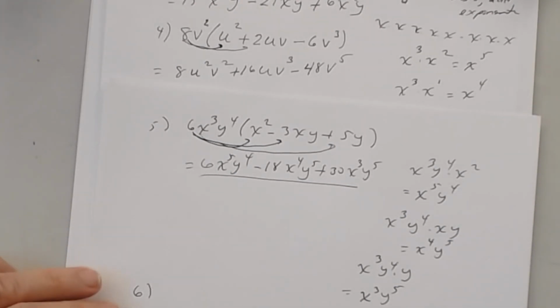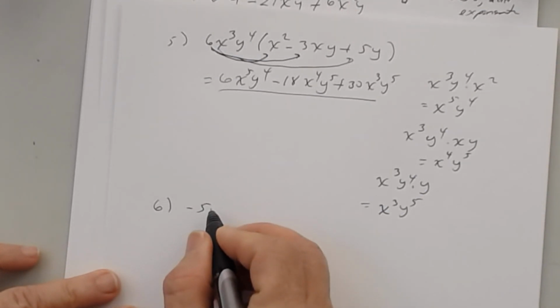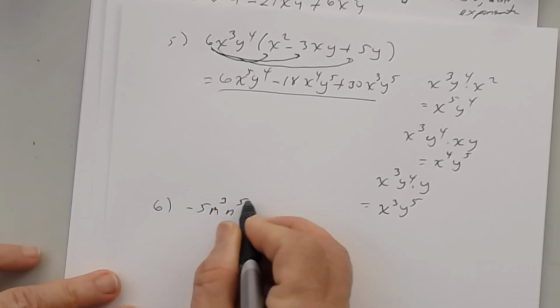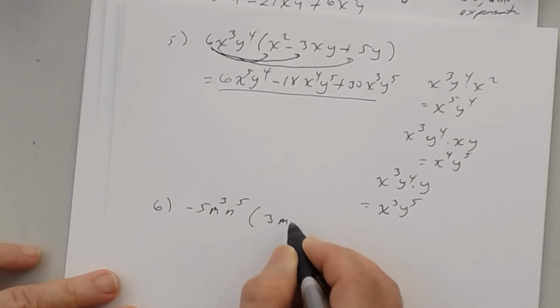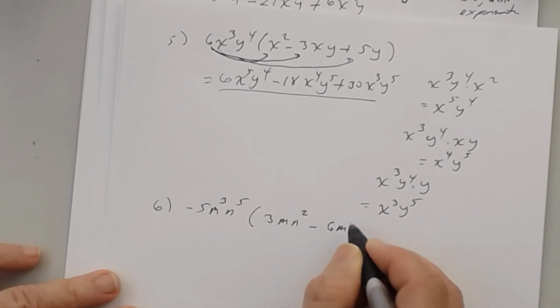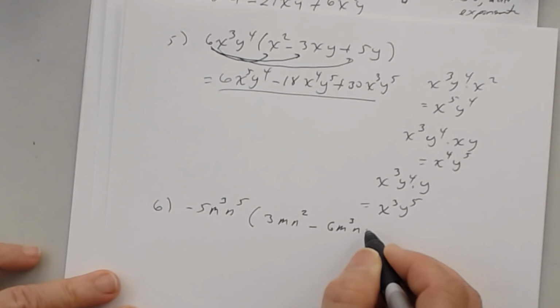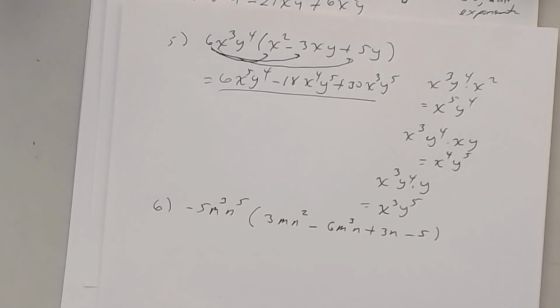Number 6. So in 6, suppose you had negative 5m cubed n to the 5th times 3mn squared minus 6m cubed n plus 3n minus 5. Now, at some point, you should be able to do this pretty quickly. You don't have to write all that stuff that I'm writing. But you just got to be careful.